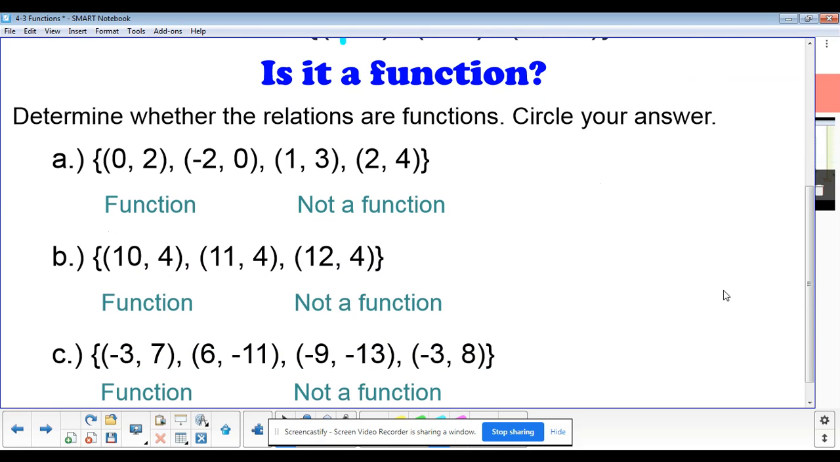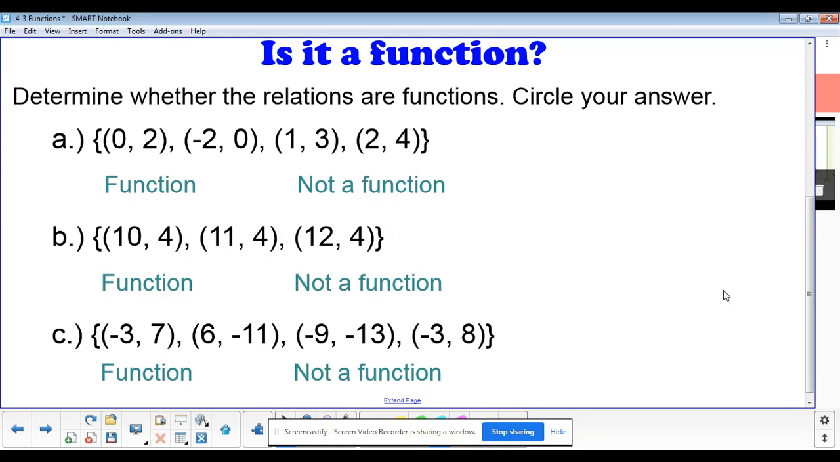So here we have some practice problems. Is it a function? Determine whether the relations are functions. Circle your answer. Pause the video. Take a moment. Ask yourself if they are or not. Okay, let's take a quick look. Our x values are 0, -2, 1, and 2. Those are all different numbers. I know that this is a -2 and this is a +2, but keep in mind, those are different numbers. This one is a function.